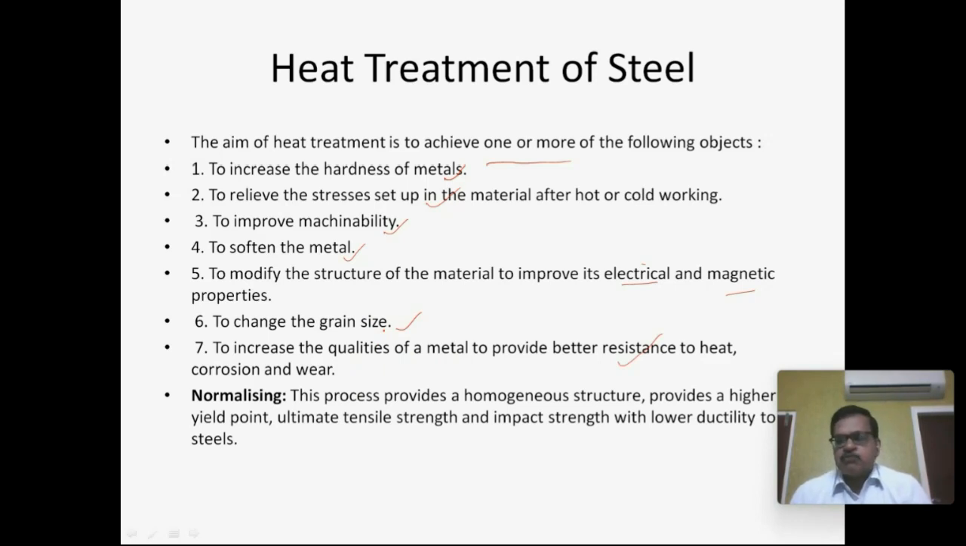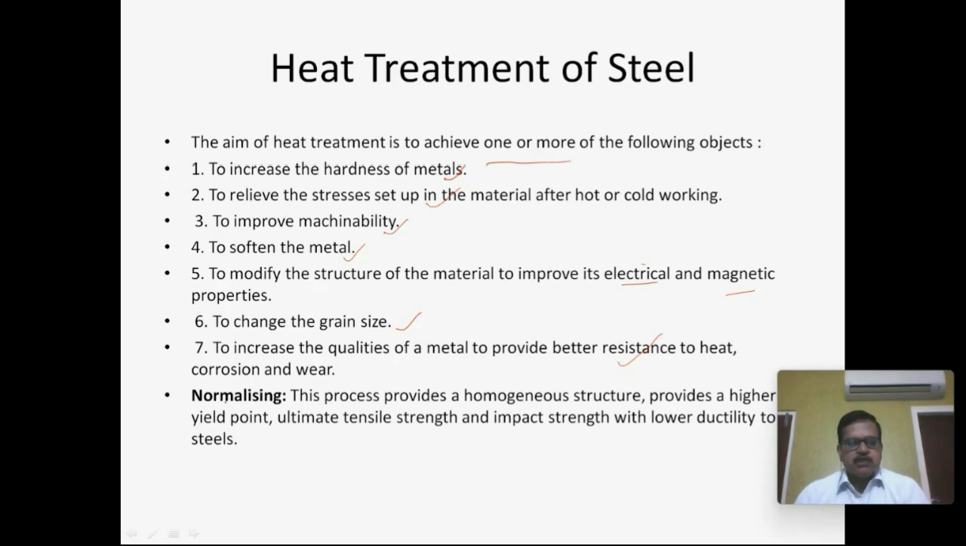The same product may not require all these objectives, and it may require one or two or some of these objectives to be met. So depending upon the type of objective needed for a product, we will choose the heat treatment process.